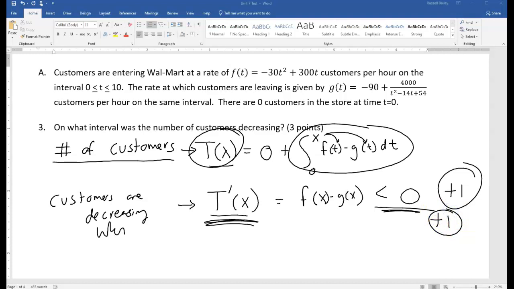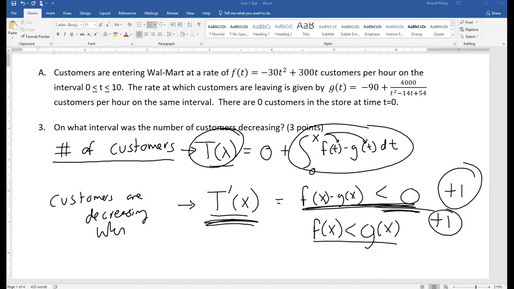So finding the derivative and setting it less than 0 are your 2 points. Now, some of you might have written it like this, by taking this expression up here and just adding g of x on both sides, and you would end up with this. Either one of those is acceptable, but altogether it's worth 2 points. I would need to see the derivative of t, and I would also need to see that inequality.